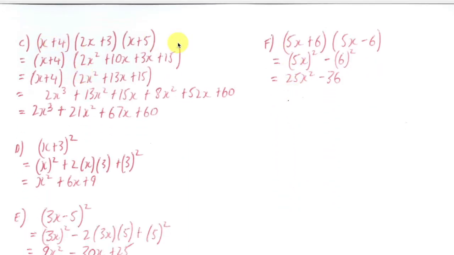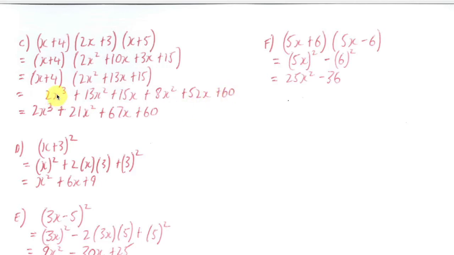For c, I've got 3 linear factors there. I'm just going to leave the first bracket there. You can see the expansion of the last 2 brackets. Collect like terms. And now I multiply the x through each of these terms: x times 2x squared, x times 13x, x times 15. And now I take the 4 through, so 4 times 2x squared, 4 times 13x, and 4 times 15.